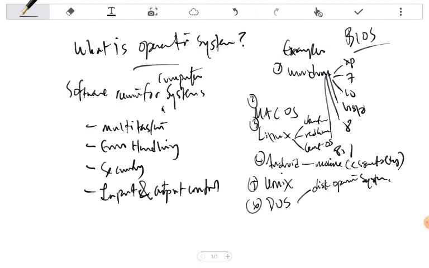So this makes sure that the hardware, processor, and internal memories are functioning correctly. If there aren't errors, the OS will be loaded into the memory.